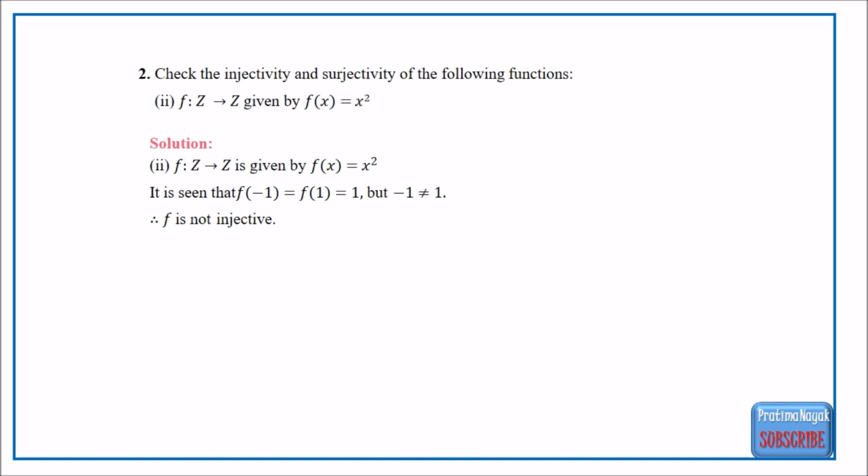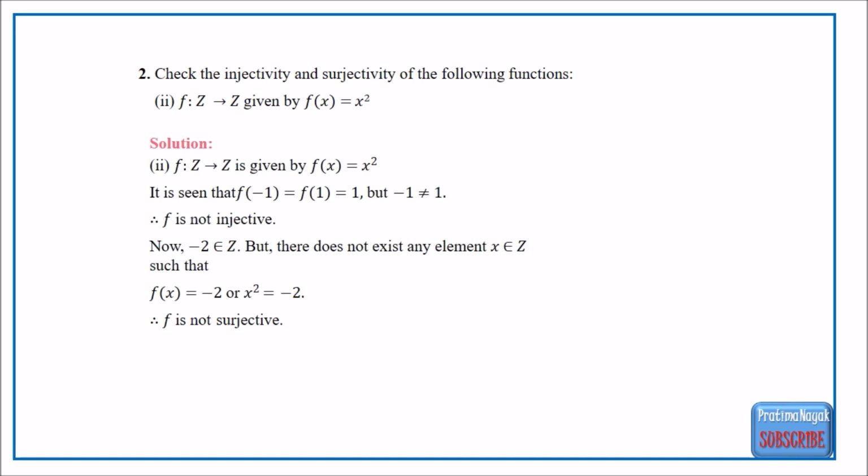Next, for surjectivity. Here also think of some counter-example where the function does not satisfy. So -2 belongs to the codomain Z, the integers. There does not exist any element x belonging to the domain such that f(x) is equal to -2, or x square is equal to -2. So there is no such x whose square is equal to -2. So f is not surjective. So f is neither injective nor surjective.